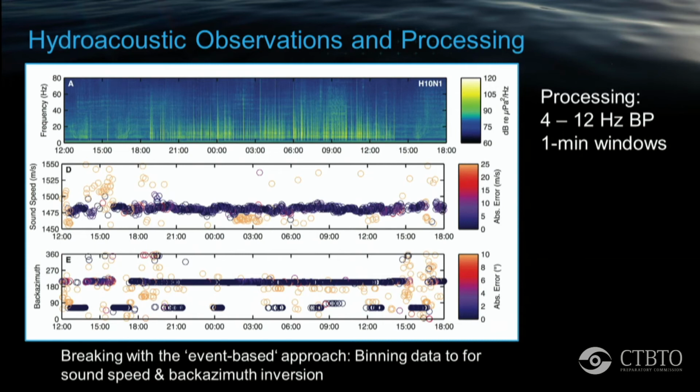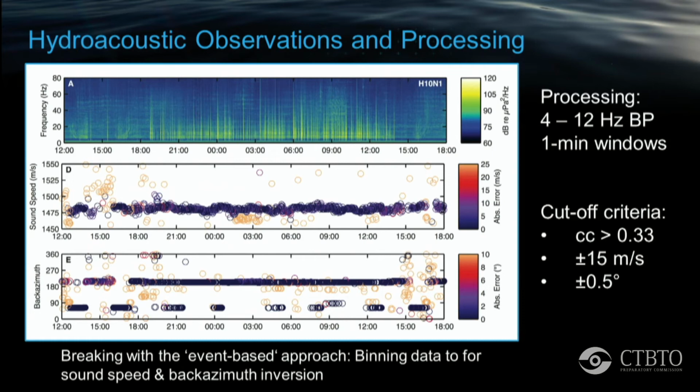And what we then do is we simply apply some cutoff values. So we only use those 1 minute windows that have a mean cross-correlation coefficient which is higher than 0.33, which is roughly the noise floor. And then we can use 15 meters per second as an error cutoff for the 1 minute windows up here, the sound speed, and we throw away everything that has an error that is larger than 0.5 degrees. So you can see here that those values probably make sense, but the standard errors here, the 15 meters per second and the 0.5 degrees, you can calculate these from some empirical formula and then apply them.